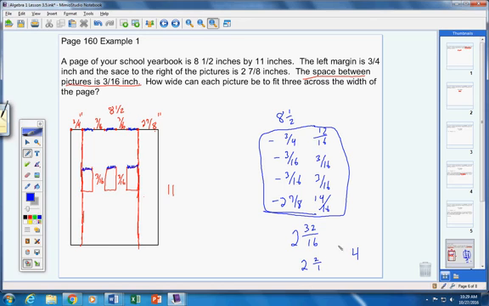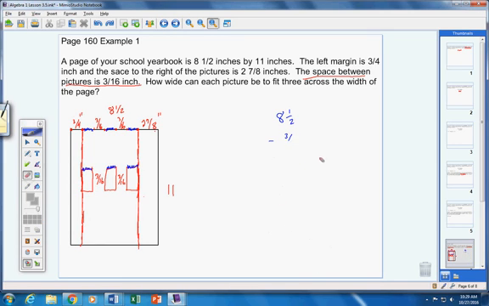Got it? So that's what I'm going to subtract from 8.5. Let's look at it again. Remember, I'm adding up all of these spaces, and I got 4 inches. Then I'm going to subtract that from the total page, okay? So 8.5 minus 4 is obviously going to be 4.5.